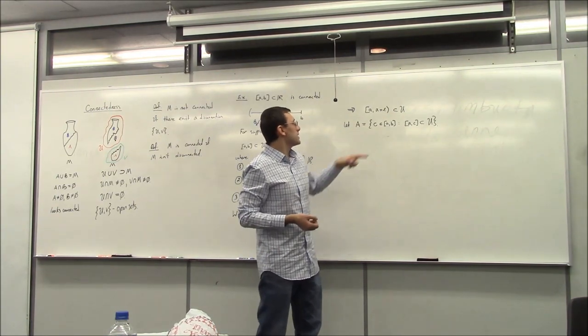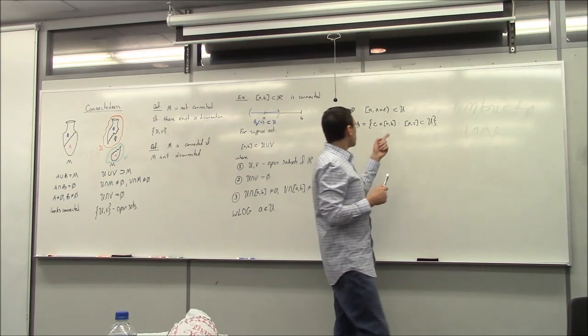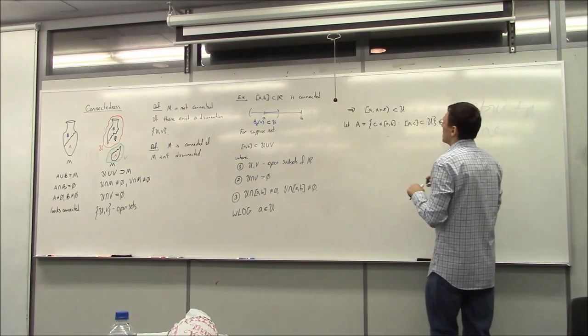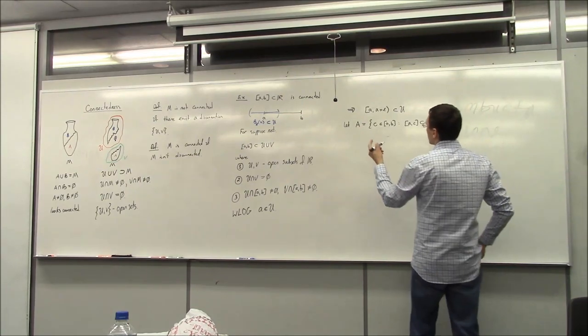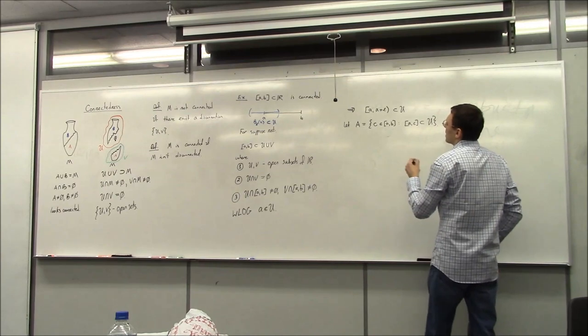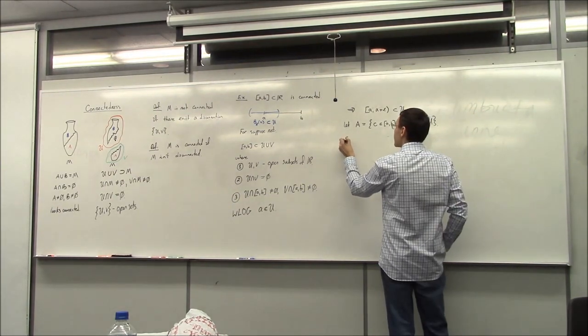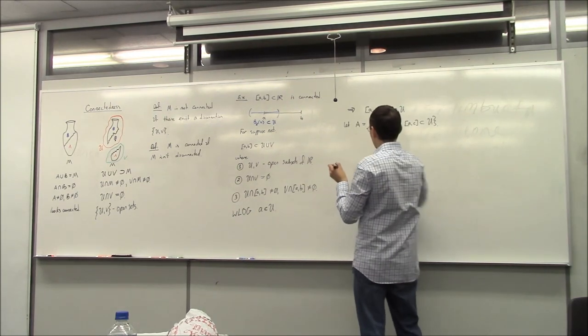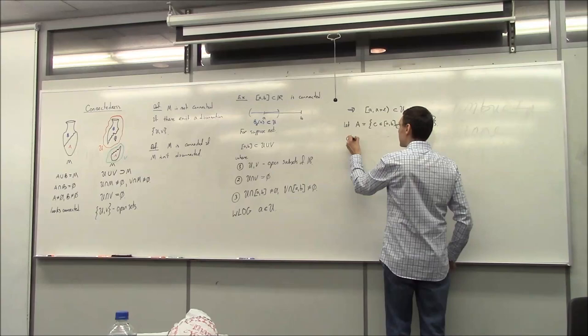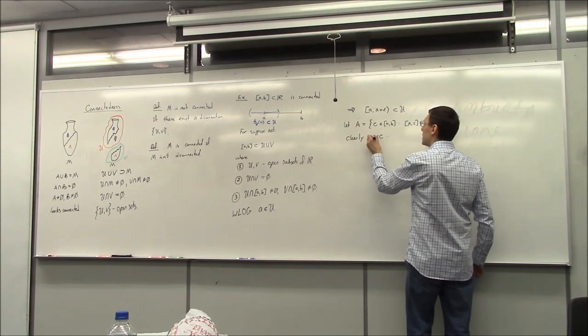So I take the C and I want to know where is the C. So where this full interval. So clearly the set A contains... so clearly C is bigger than A. You agree? Clearly, C is strictly bigger than A.